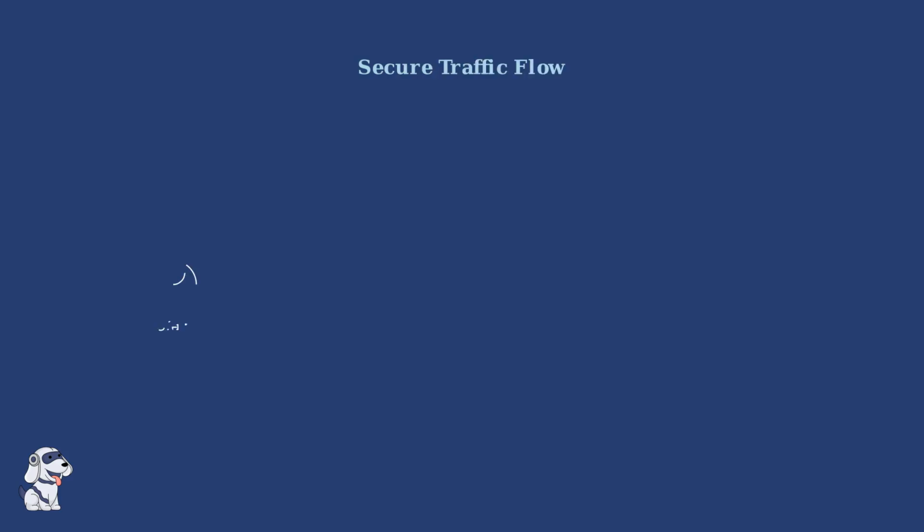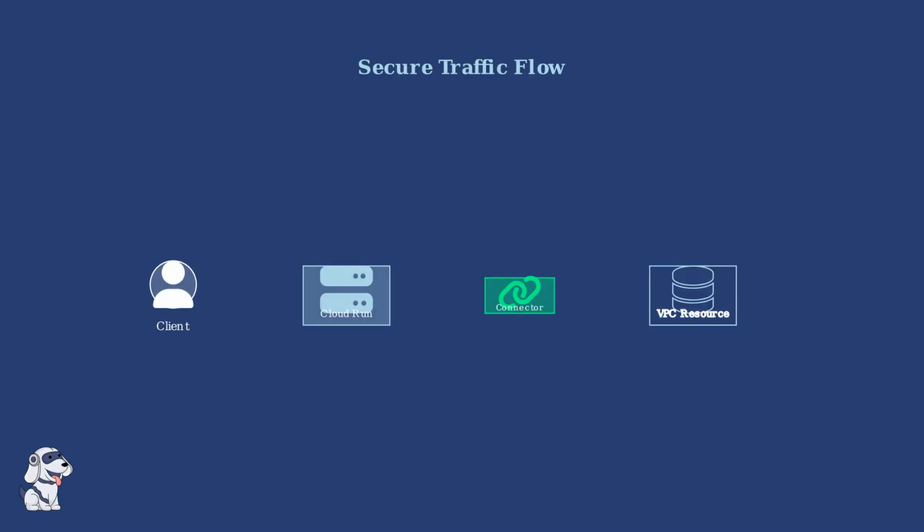The complete traffic flow demonstrates how client requests reach CloudRun services, which then securely communicate with VPC resources through the connector using private IP addresses, ensuring end-to-end security. By leveraging VPC connectors, organizations achieve enhanced security posture while maintaining the scalability and flexibility of CloudRun services, creating a robust foundation for enterprise applications.